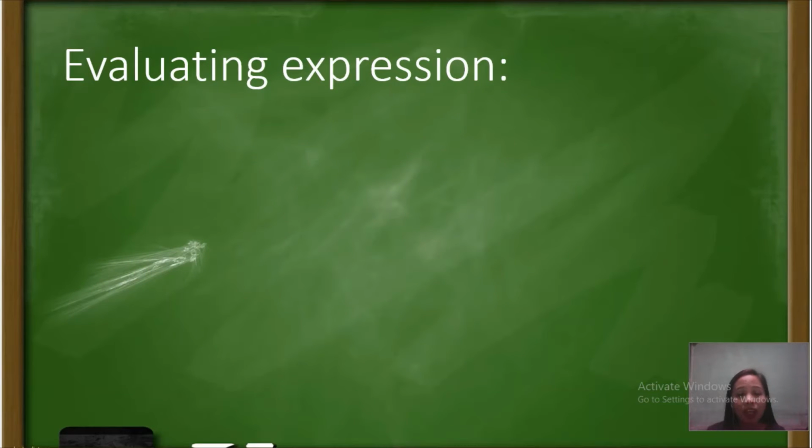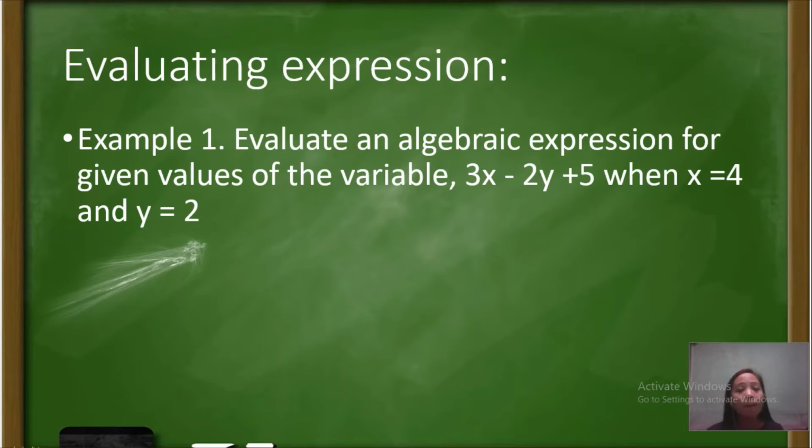So, evaluating an expression, how do you evaluate an expression? We have here example number 1. Evaluate an algebraic expression for given values of the variable. The expression is 3x minus 2y plus 5 when x is equal to 4 and y is equal to 2. How do you evaluate an expression? You just substitute the values of the given variables into the expression. You have here the solution.